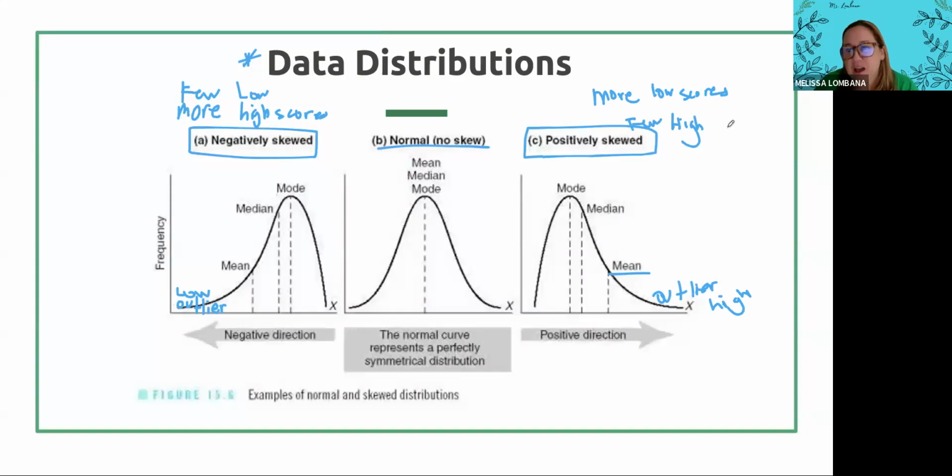So few high scores, more low scores, right? As a teacher, you would not want this. And you need to be able to read that. This means that there are no outliers at all. They're all pretty much going to fall within this range of scores.